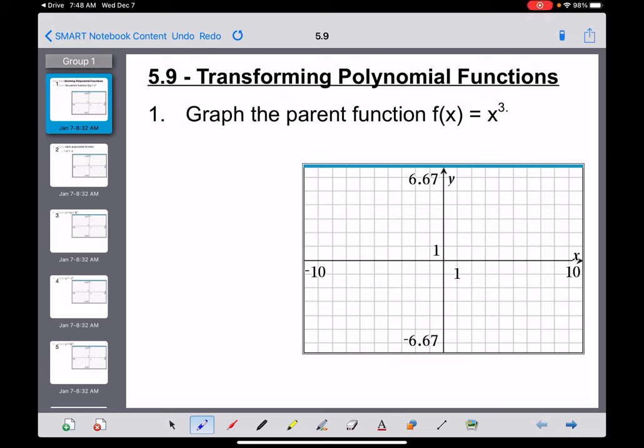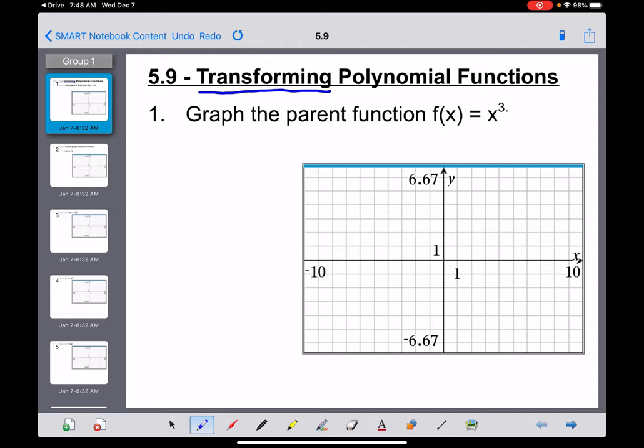All right, as we move into section 5.9, this is the last section that we're covering here this year in chapter 5, we're going to get back into a little bit of the graphing of polynomial functions that we did at the very beginning of chapter 5, but we're looking at it a little bit different way here. And we're going to hit this T word again, guys, transforming functions.